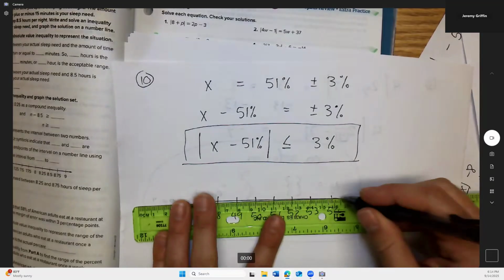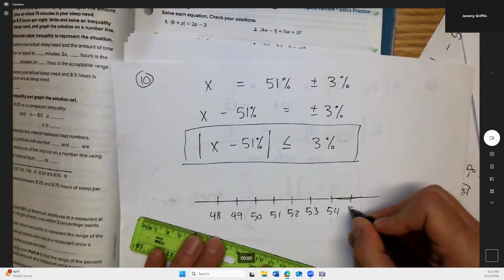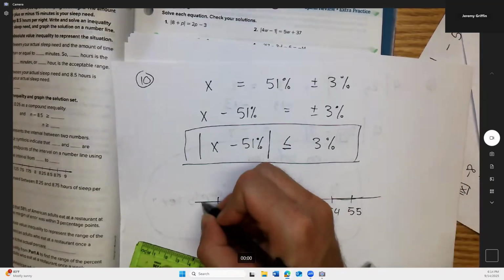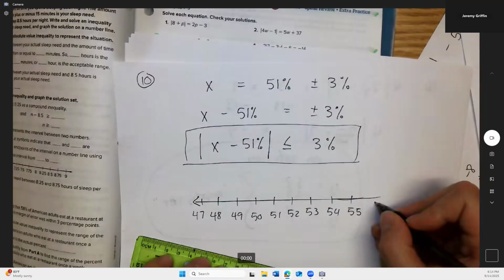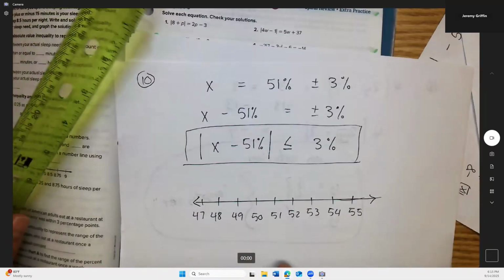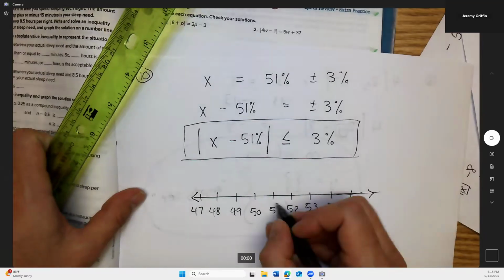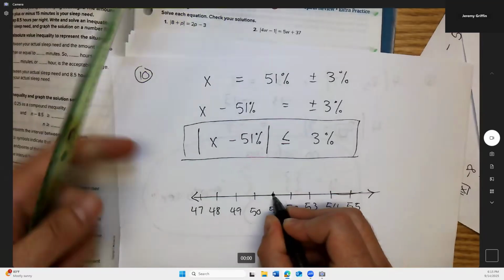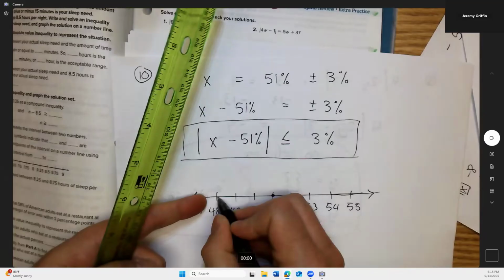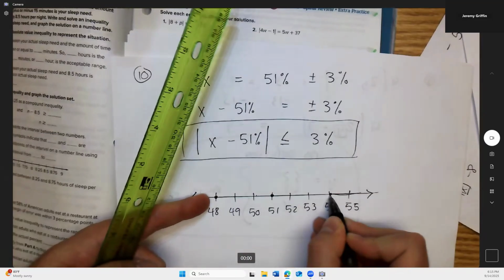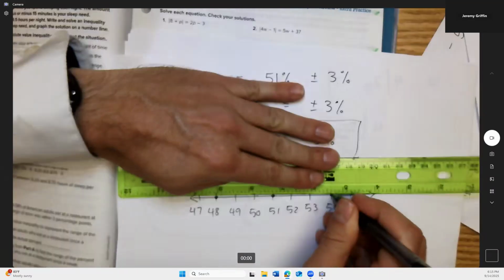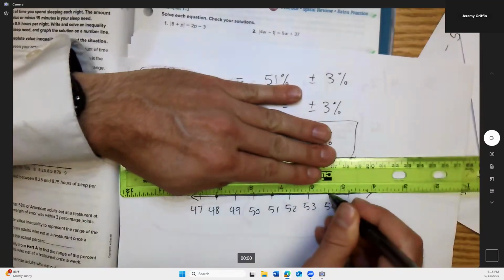But if you kept going, it could be 55, 56, and the other way it could be 47, 46. So this could keep going to the left, keep on going to the right. So 51% should be part of the solution set. Now this could go as low as 48 because that'd be 3 that way, and as high as 3 this way brings you to 54. It could really be anything between here and here.